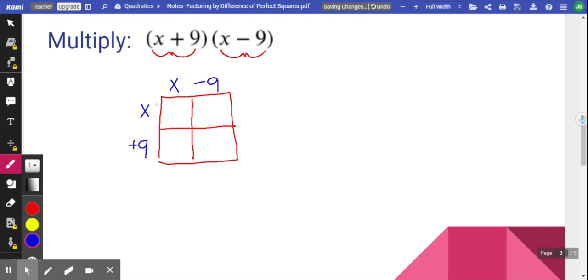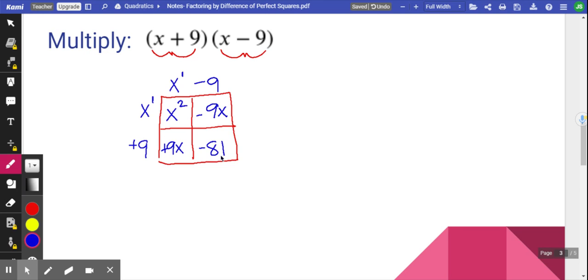If I want to fill these in, this is like x to the first and x to the first, just so I remember what to do with those, I can go ahead and multiply these together. X to the first times x to the first gives me x to the second power. X to the first times negative 9 gives me negative 9x. Positive 9 times x to the first gives me a positive 9x. And positive 9 times negative 9 gives me negative 81.